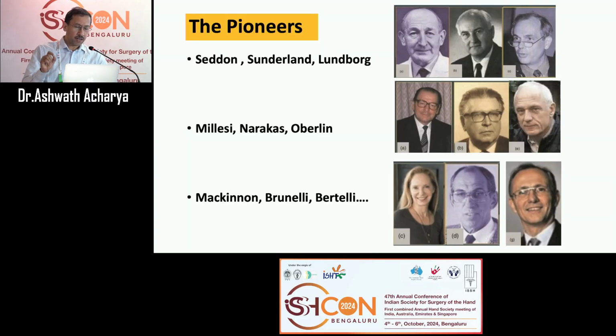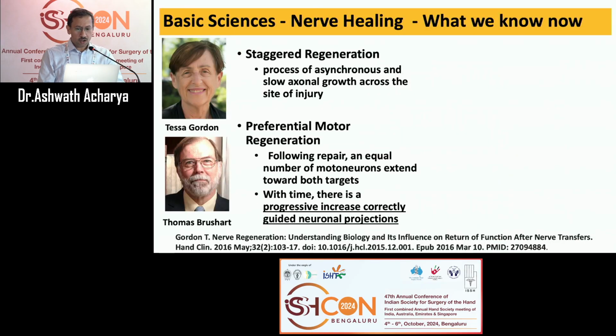Now, standing on other legends who subsequently followed, Seddon, Sunderland, Lundborg in the 70s, then Millesi, Narakas, Oberlin, and more recently Susan Mackinnon, Brunelli, and of course Bertelli. Now, what do we know as of late? What we now know is there's something called staggered regeneration. This is one of the reasons why the delay in peripheral nerve happens after neurotmesis.